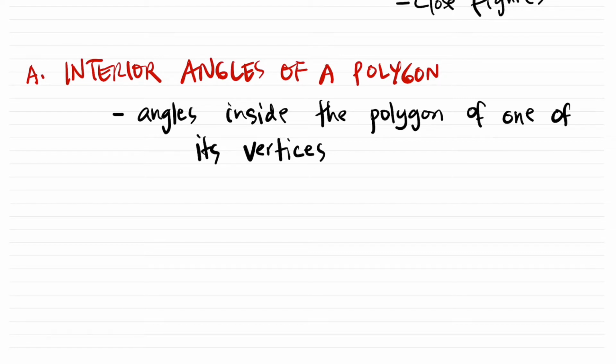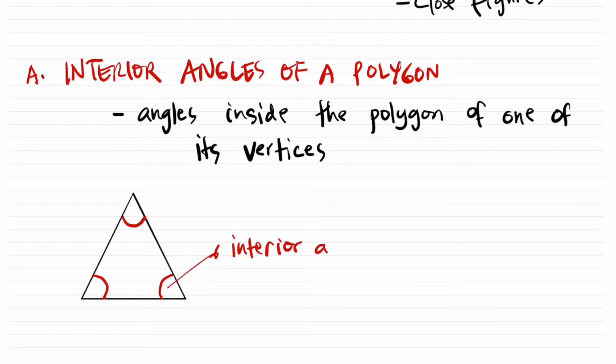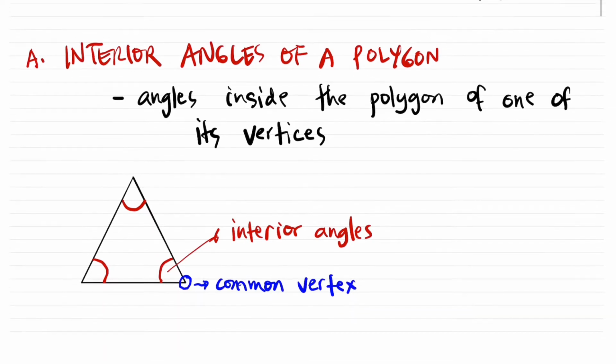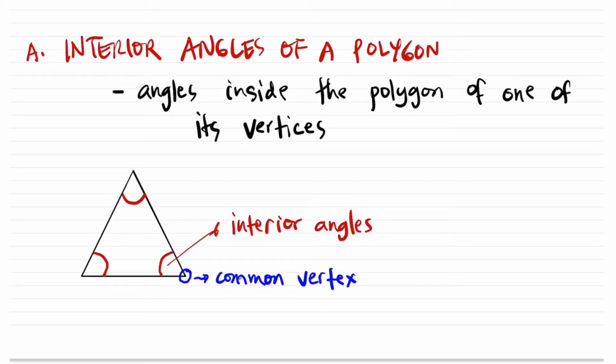For example, let's draw a triangle here. Now, the angle inside this side here, these are interior angles. That is in between two line segments with a common vertex. So interior angles of a polygon are angles inside the polygon of one of its vertices. For example, in a triangle, there are three vertices, so therefore you have three angles.